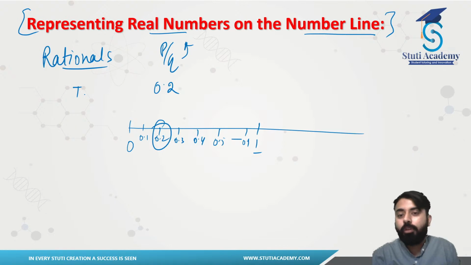Just you have to look for its ones place. You guys see it is 0 and it is more than 0, right? But it is less than what? It is less than 1. So it will be lying in the limit of 0 and 1, obviously.